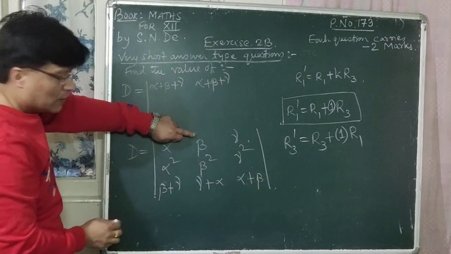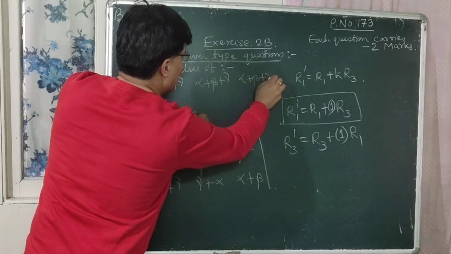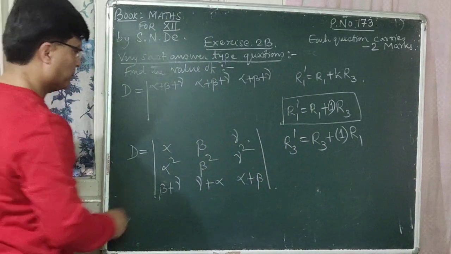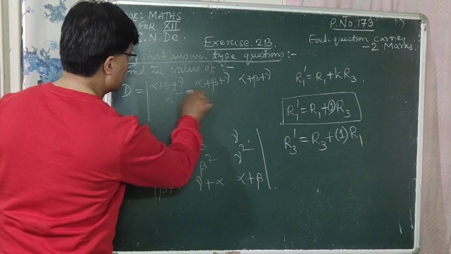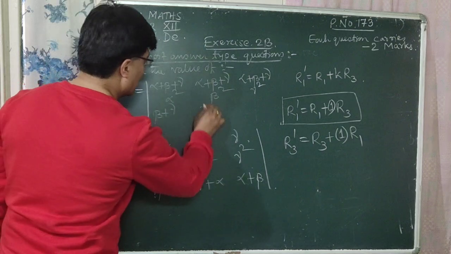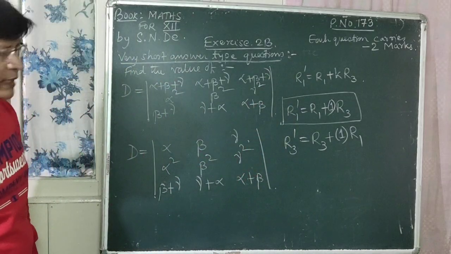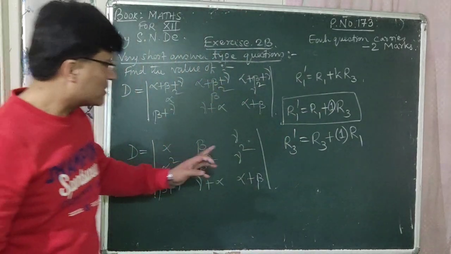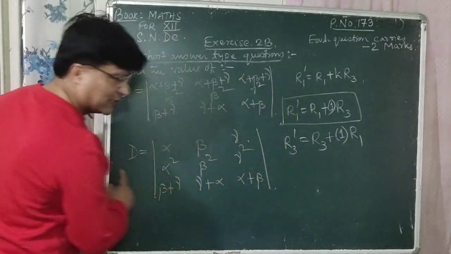So now, suppose you write D is equal to... if you use this property, what happens? Alpha plus beta plus gamma. We are using this property, R1 dash is equal to R1 plus 1 into R3. So here you can write alpha plus beta plus gamma, then again R1 plus R3, this second element of the first row is changing: beta plus gamma plus alpha, that is alpha plus beta plus gamma. This is also R1 plus R3, alpha plus beta plus gamma. That means row 1 is changing here.